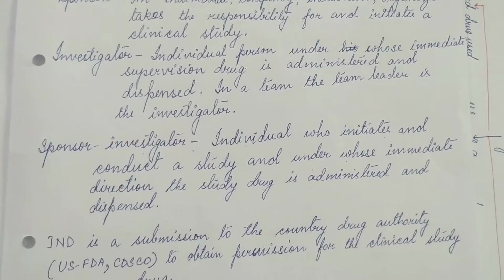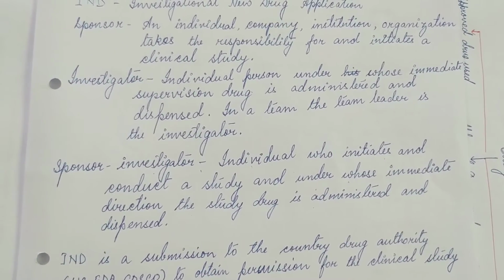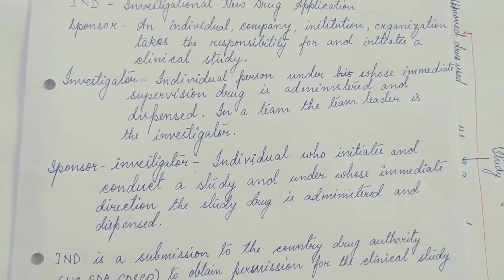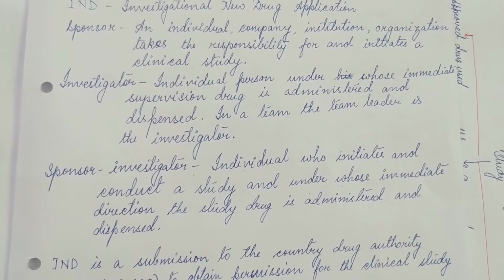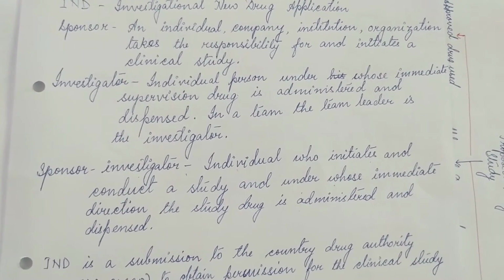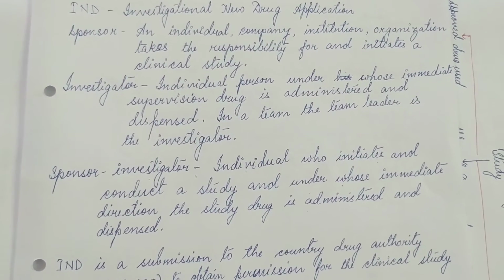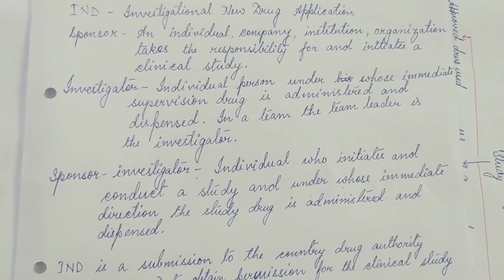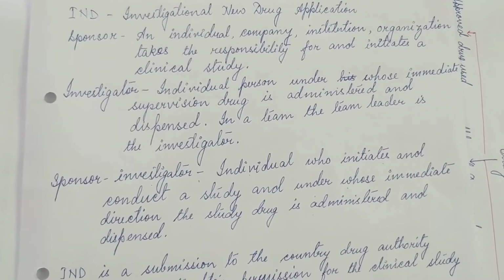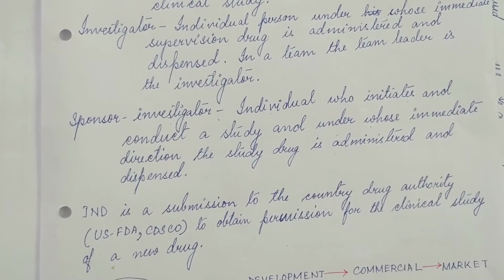Another word is sponsor investigator. What is sponsor investigator? That is, sometimes it happens that an individual who is conducting the study as well as he is the investigator of the study. That means he is funding for the study, he has planned for the study, it is his work, and he is also the main scientist, or you can say the main investigator, who is the sole authority of the study.